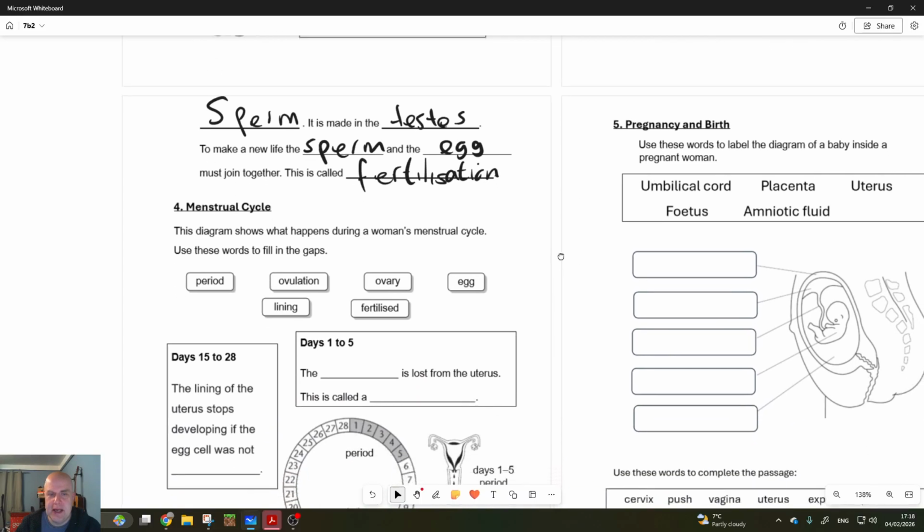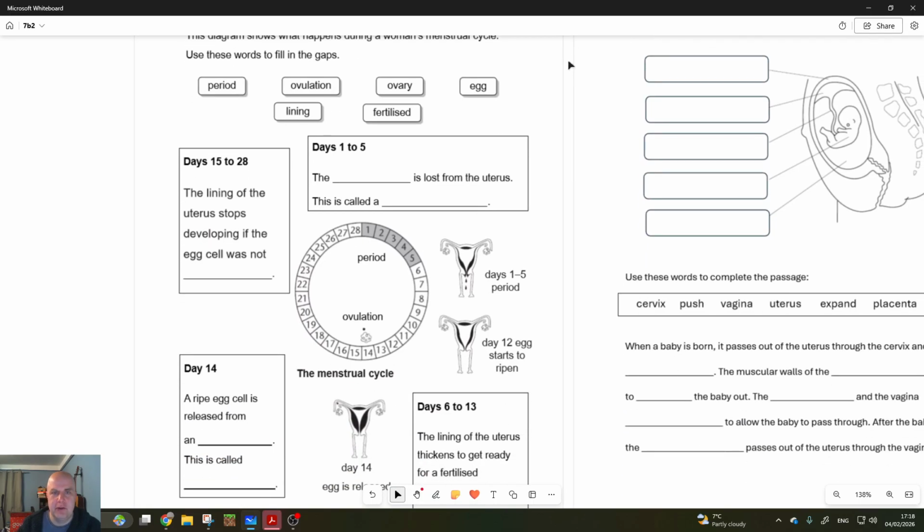Lovely. Now, the menstrual cycle. Let's have a go. Days 1 to 5. The lining is lost from the uterus. This is called a period. Okay? Day 15, I'm going to go the other way. Why not? The lining of the uterus stops developing if the egg cell was not fertilized.